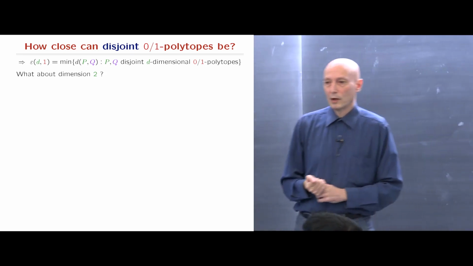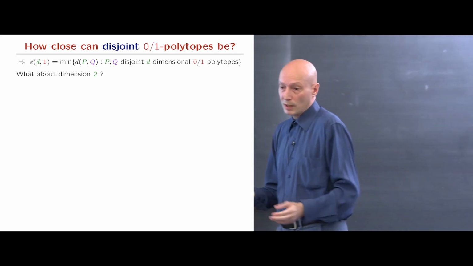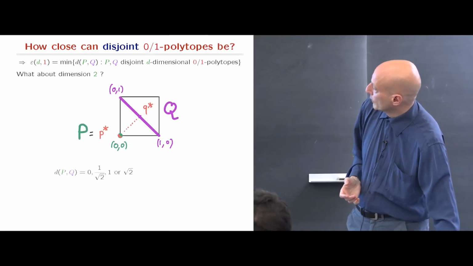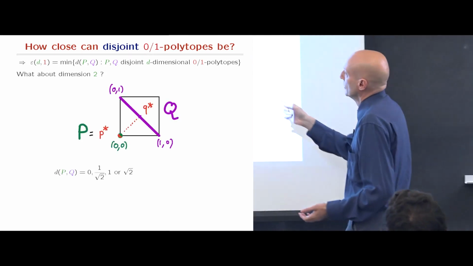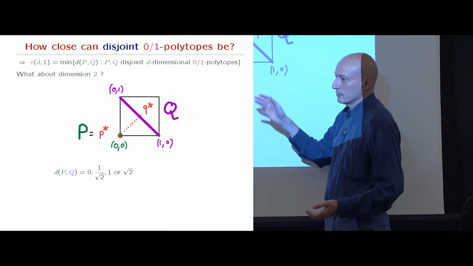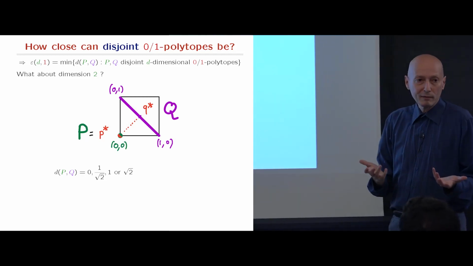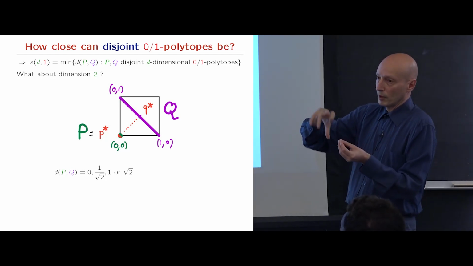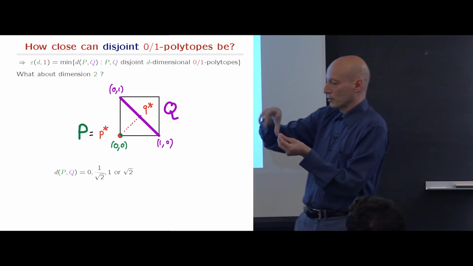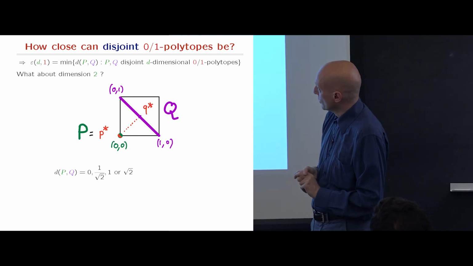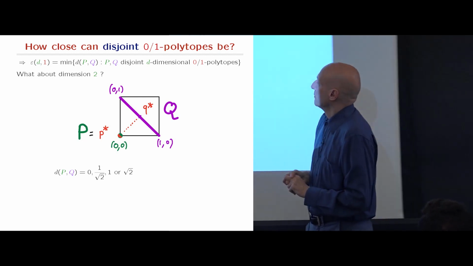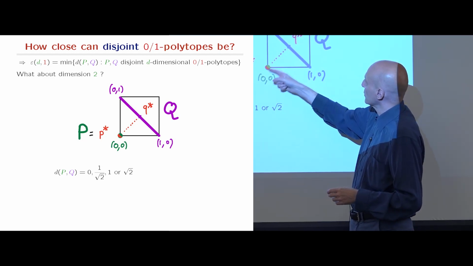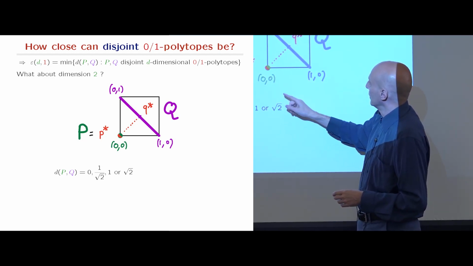Now, this is overall what I want to tell you, and I have to give you a bit of intuition of how it works. So let's look at dimension 2 to start, to get some intuition. I have only 4 vertices. Up to symmetry, either they are both segments, or one is a segment and a triangle, a vertex and a triangle, or one vertex versus a segment. The vertex we can always assume is 0, 0.